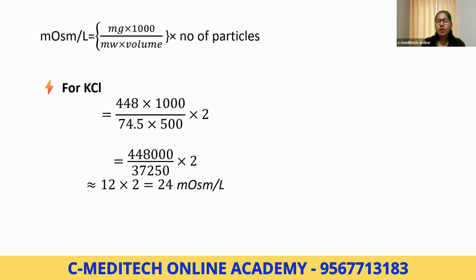That is for potassium chloride, when you substitute the values, here the values are given directly. That is 448 into 1000 divided by molecular weight of potassium chloride, 74.5, into volume, 500, into number of particles. Potassium chloride dissociates to potassium and chloride, so you get the number of particles as 2. So when you calculate this, you will get the value as 24 milliosmolar per liter.